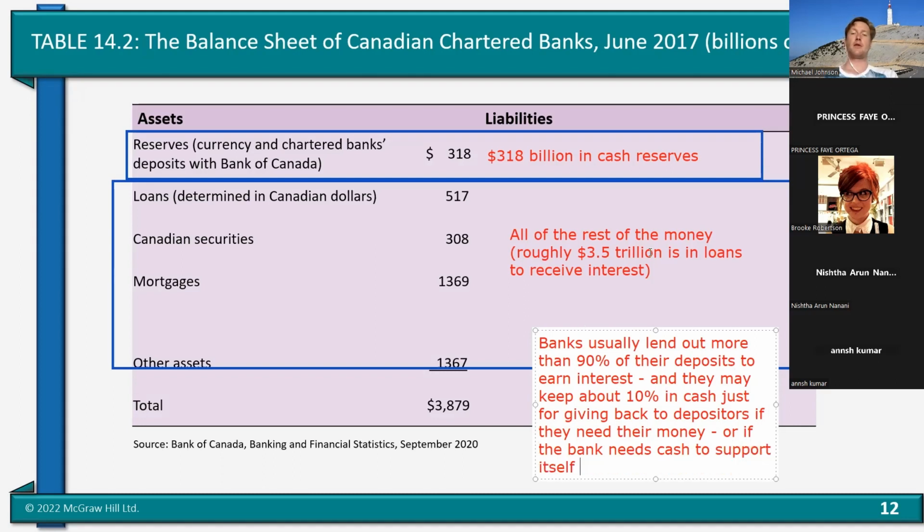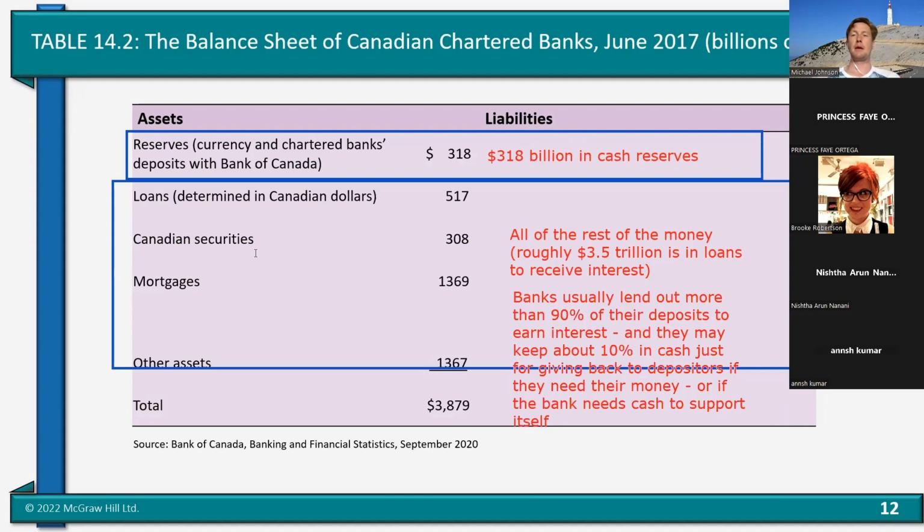So that's how the banks usually work. They keep a bit in cash just in case. So that's important. They usually keep, sometimes it's 10%, but lately in Canada it's been less. So in Canada they have kept much less than 10% in reserves. So they are taking more risk.